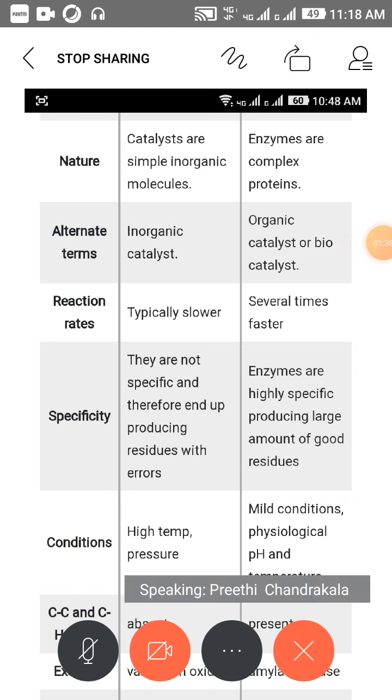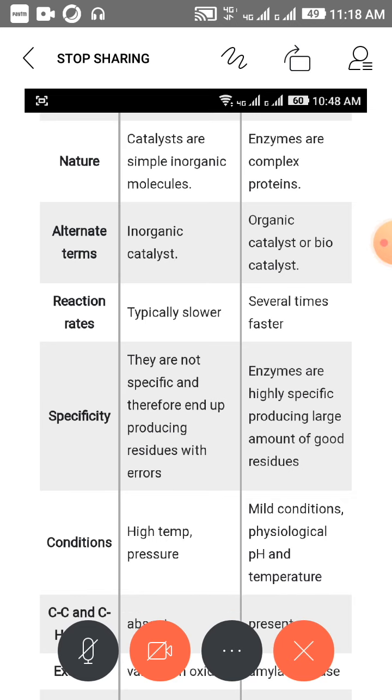Next, nature. The nature of chemical catalysts is simple inorganic molecules. So the chemical catalysts used in chemical reactions are simple inorganic molecules, whereas enzymes are complex molecules. That is, enzymes are protein in nature, so they contain primary, secondary, tertiary and quaternary structural organization levels. That's why enzymes are complex molecules compared to chemical catalysts.